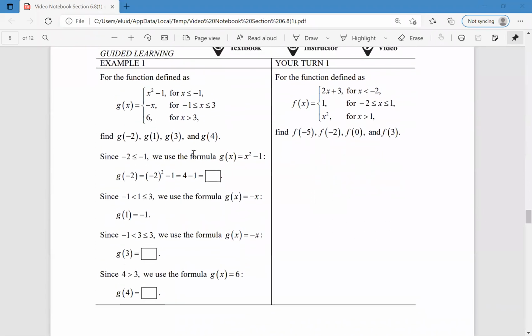So here's example 1. G of x equals, we have 3 different formulas, 3 different intervals. Let's find the answers for these 4 different function values. So g of -2, seems like they're giving them to us in order, which is slightly convenient. So it looks like we can use that first piece here. Because -2 is less than or equal to -1, we get to use that first formula, x squared minus 1. So g of -2 will plug into this formula, x squared minus 1. -2 squared minus 1 becomes 4 minus 1, which is 3.